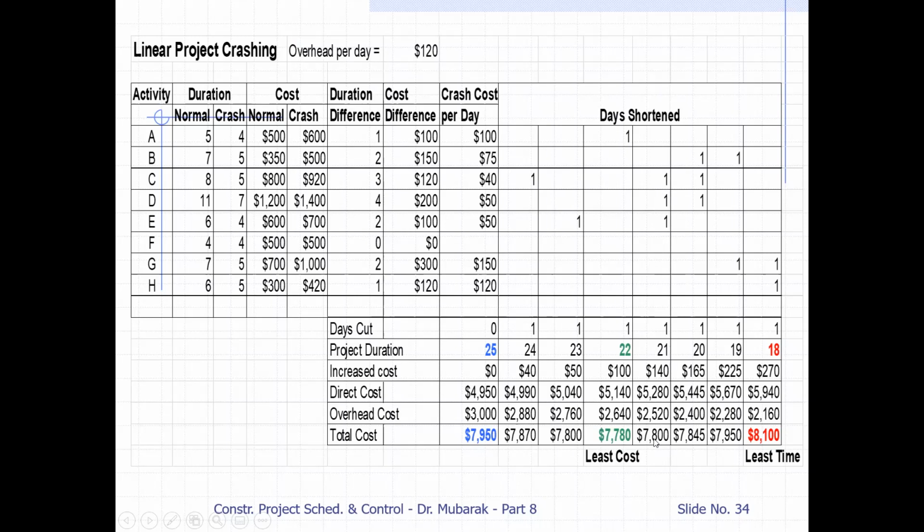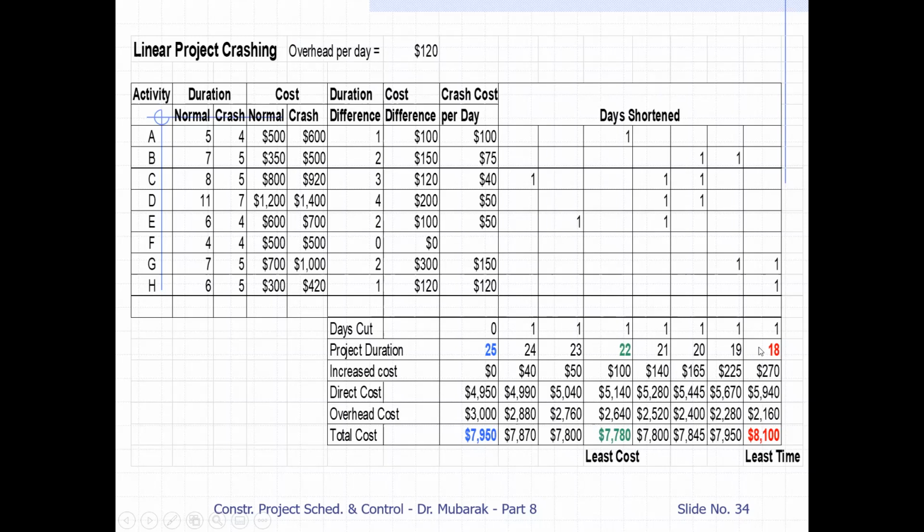So the cost has increased. Here it is 7,800, 7,880, and 7,800. So this cost has increased. This one is 7,780. This is the minimum cost. It means least cost and optimum duration. If you can find this, that will be great. But here, they are completely crashing the schedule.